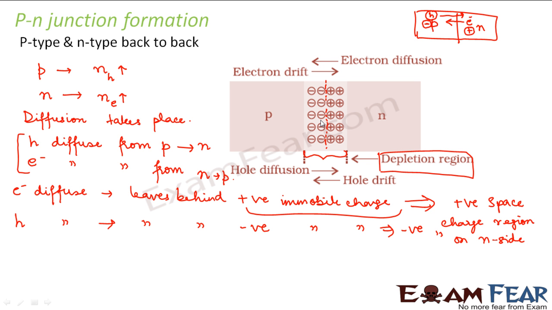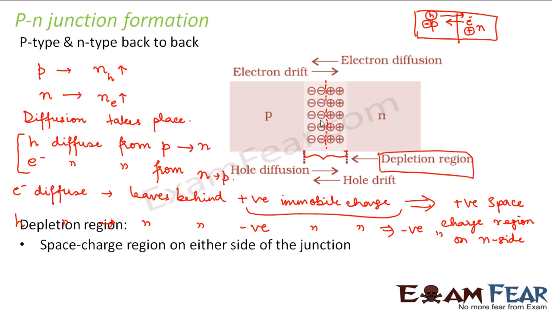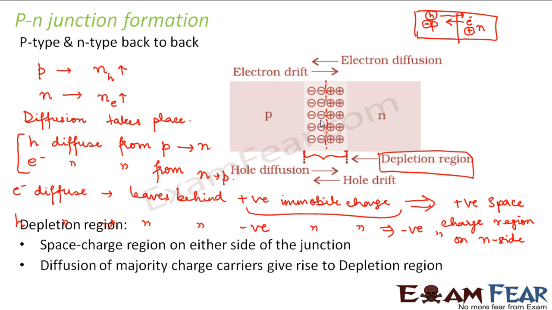So why does diffusion happen? Diffusion happens when P-type and N-type semiconductors are connected to each other. As a result of diffusion, what happens? Depletion region is formed, right? Okay. So what did we study on this slide? We talked about depletion region, that is the space charge region on either side of the junction. Diffusion of majority charge carriers gives rise to depletion region.